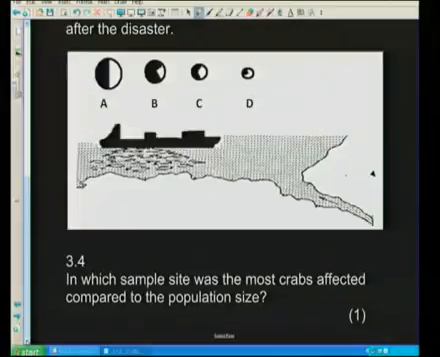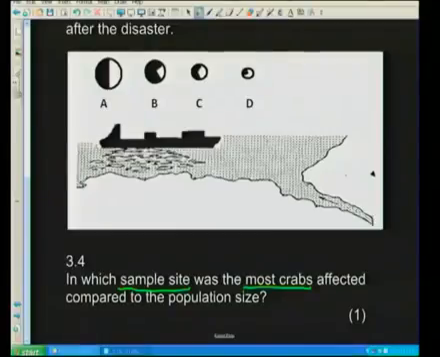Right, the next question. 3.4. It now says, in which sample site, again they refer now to A, B, C or D. Which sample site was the most crabs? Now maybe some of you are going to stop reading there. But the rest of the question, you have to finish reading the question up to the last word.